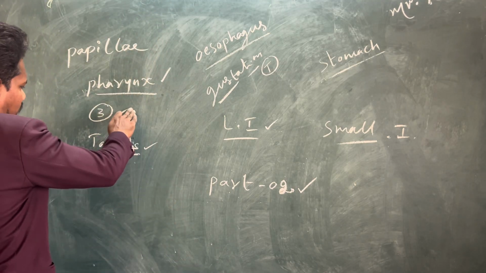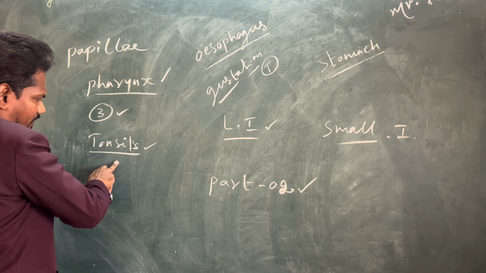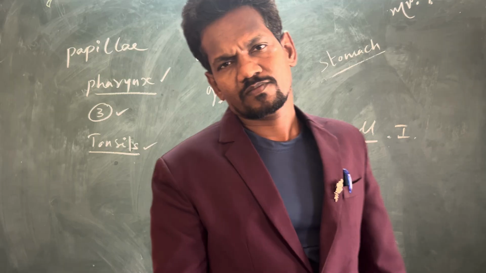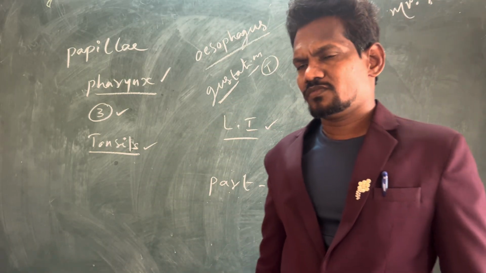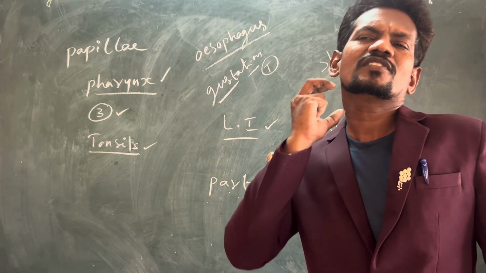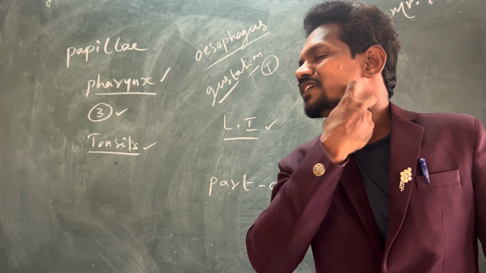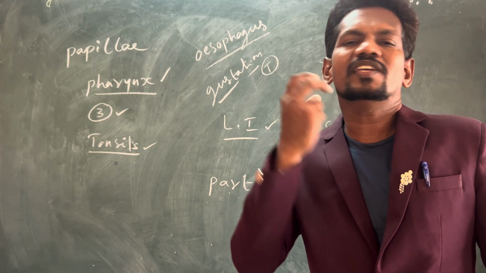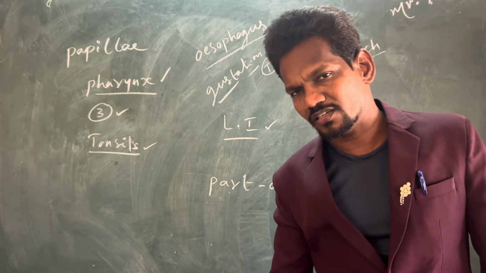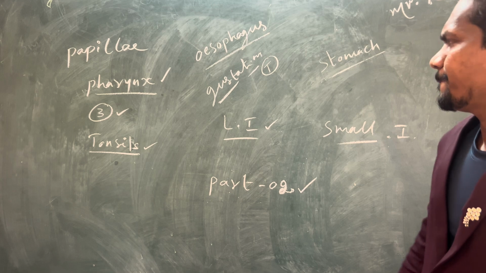Special structures located at the pharynx are called tonsils. Due to a change of water or any minor viral infection, the tonsils will be swollen. So we must take care of these special lymphatic tissues called tonsils, remember.